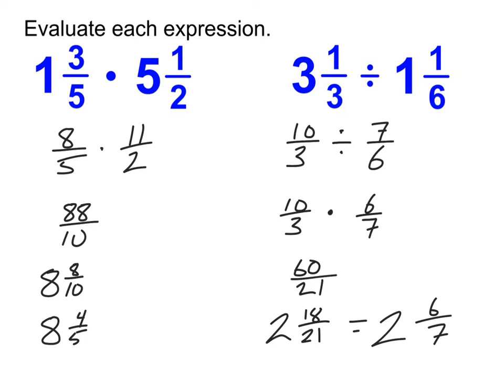If you wanted to reduce this first and then turn it into a mixed number, perfectly fine. You could have done it that way as well. Because you'll notice that you could have divided both the 60 and the 21 here by 3 as well. Get the same thing.